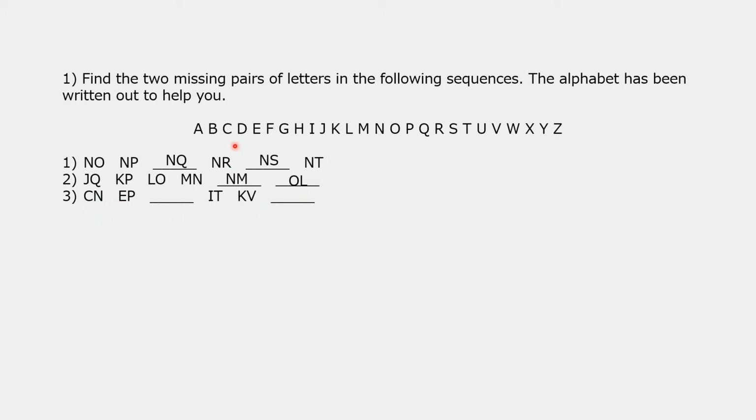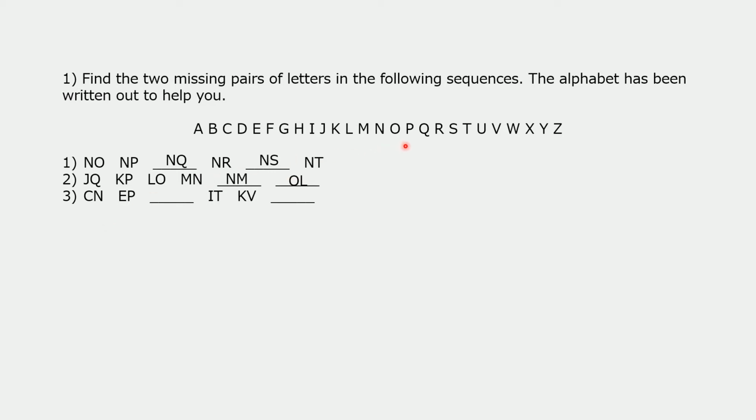CE, what's the space between that? 1, 2. So there's really just one in between, and 2 counting the next one. So we know that there's a 2 space gap between C and E. Then how many spaces are there with I and K? 1, 2. So that means we just need to add 2 letters onto E. 1, 2. So it would be G, and, but what's the second letter?